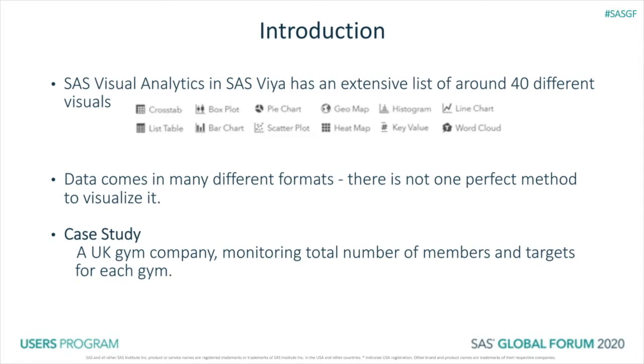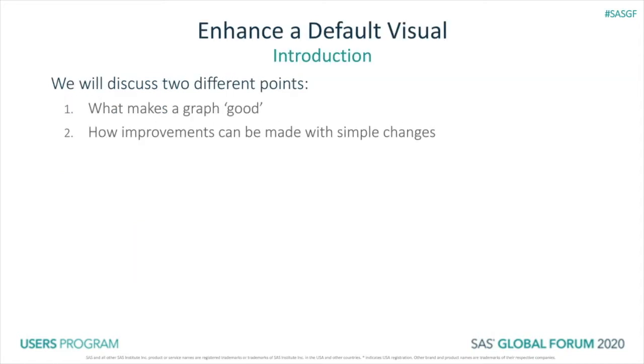Before we have a look at an example of that, the case study we're using throughout this presentation is based on a UK gym company, looking both at the total number of members that each gym currently has, and also the targets that have been set for the number of members in each gym. So as we look at the examples, we'll refer to all of those things. Okay, so we'll first look at what makes a graph good, and then we'll look at an example that explores different options and settings in SAS Visual Analytics for a graph that we'll create.